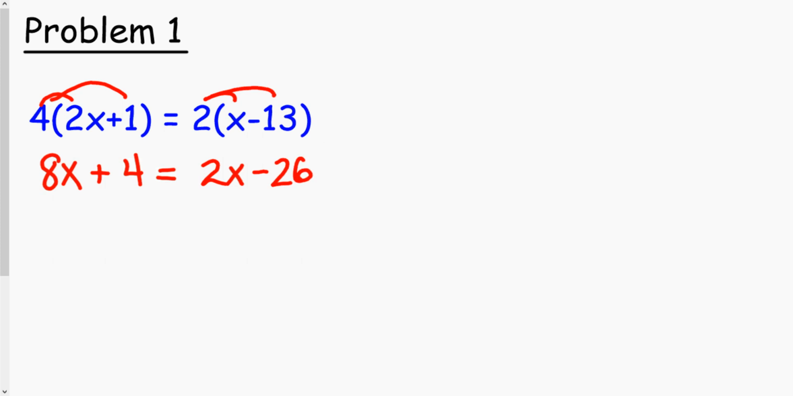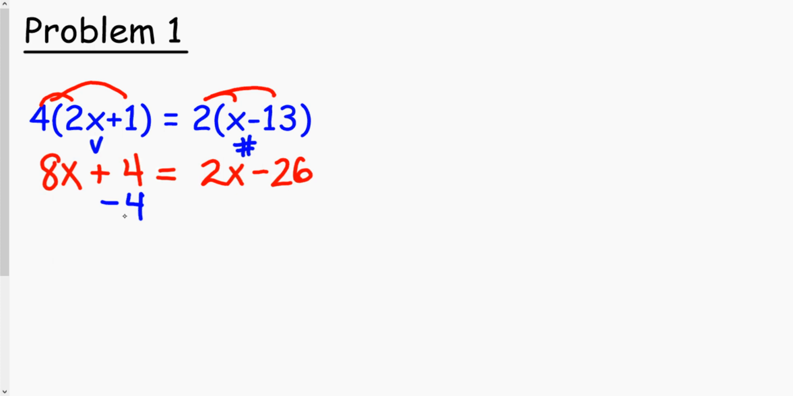Now, in a previous lesson, we discussed how, at this point, you choose a variable side and a number side. Now, I chose the variable side to be on the left because 8x is a bigger variable than 2x. When it comes down to it, it really doesn't matter. All that this does really is helps you not have negative numbers that you have to deal with in the end. So, since 8x plus 4 is my variable side, I want to get rid of anything that isn't a variable. I'm going to subtract 4.